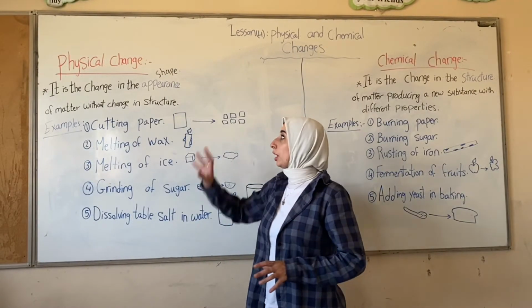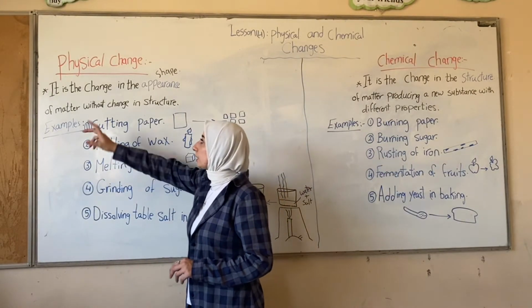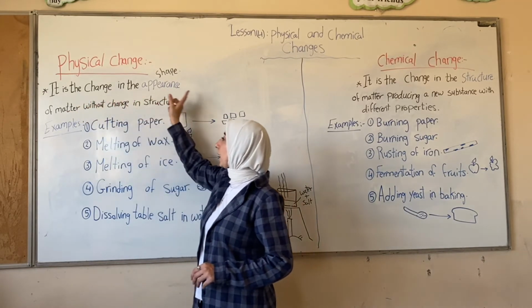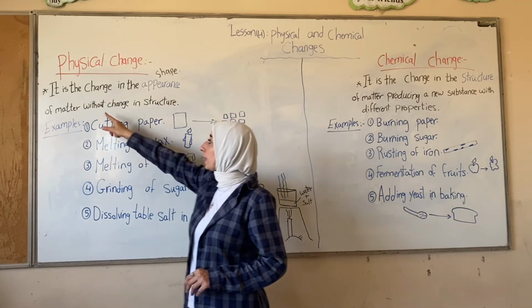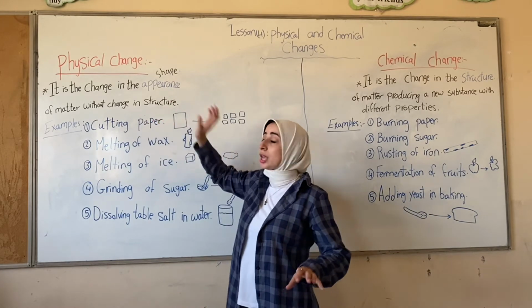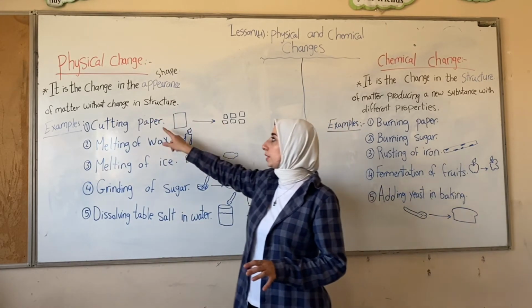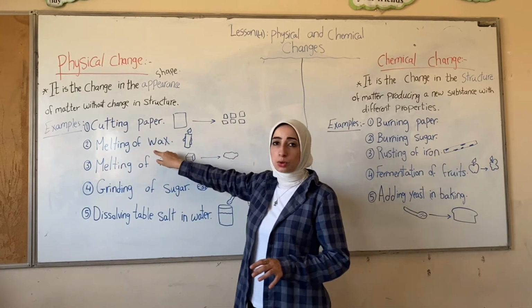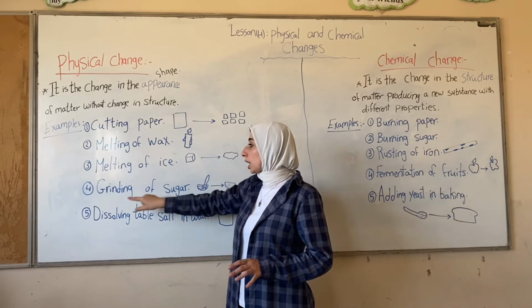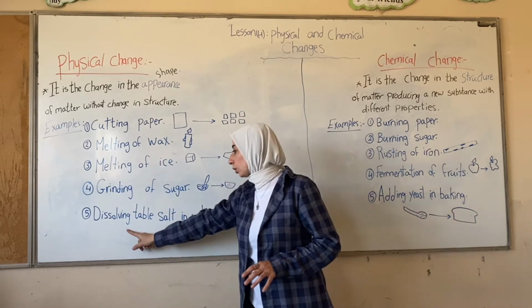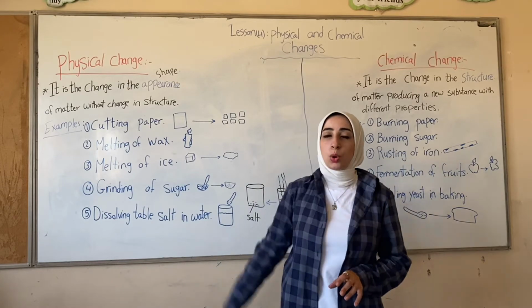So again, physical change means it is the change in the appearance or shape of matter without a change in the structure. Like what? Examples like cutting paper, melting of wax, melting of ice, grinding of sugar, dissolving table salt in water.